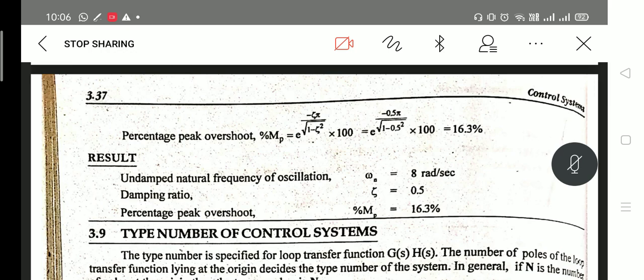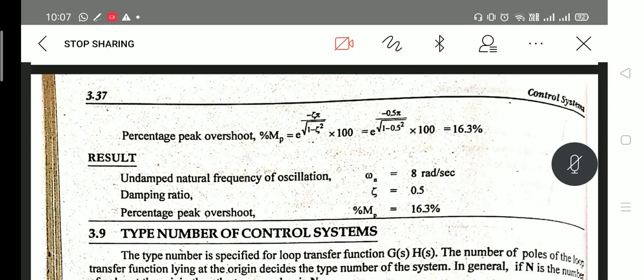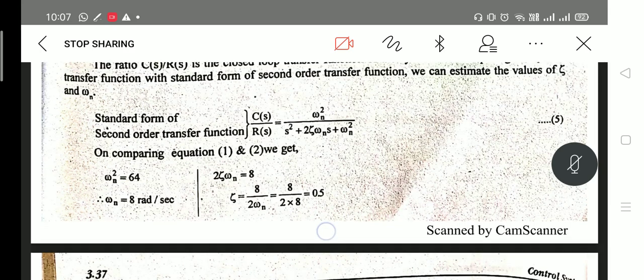Here the percentage Mp, maximum peak overshoot, the formula for the maximum peak overshoot is e power minus zeta pi by square root of 1 minus zeta square. Already we know the zeta value, so substitute here, then we will get the maximum peak overshoot, that is 16.3%. Okay, these are the final values of this system. Any doubts from this?